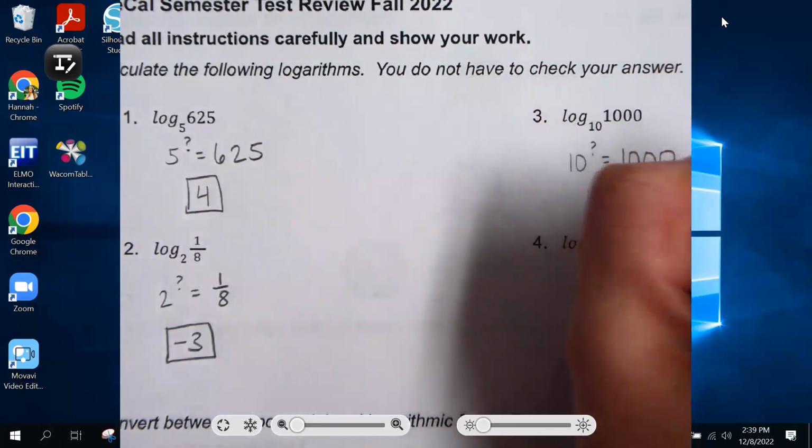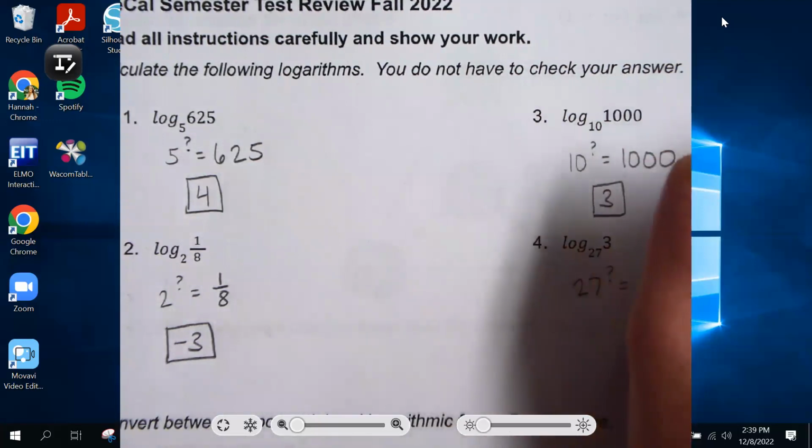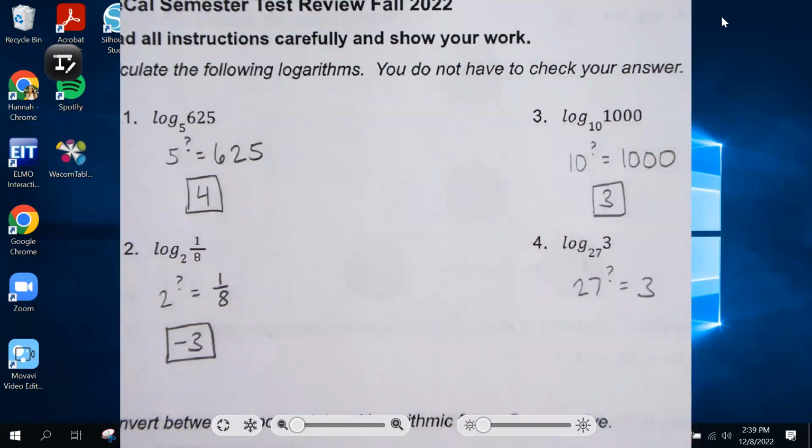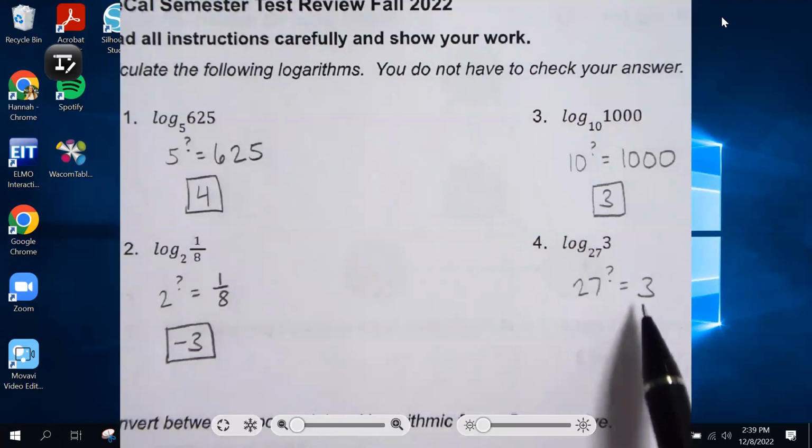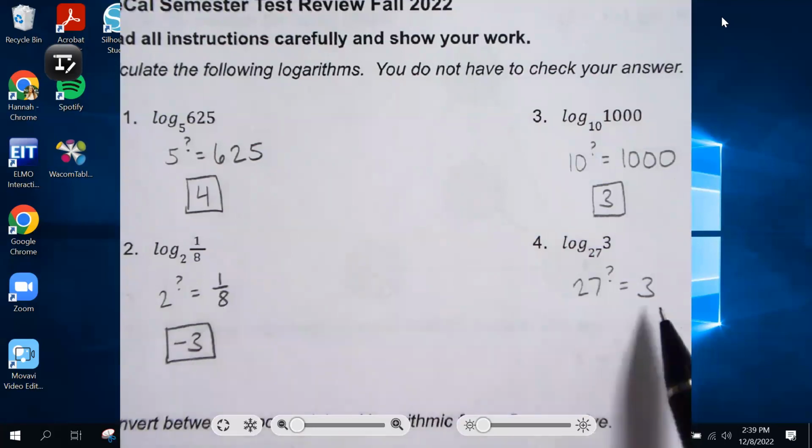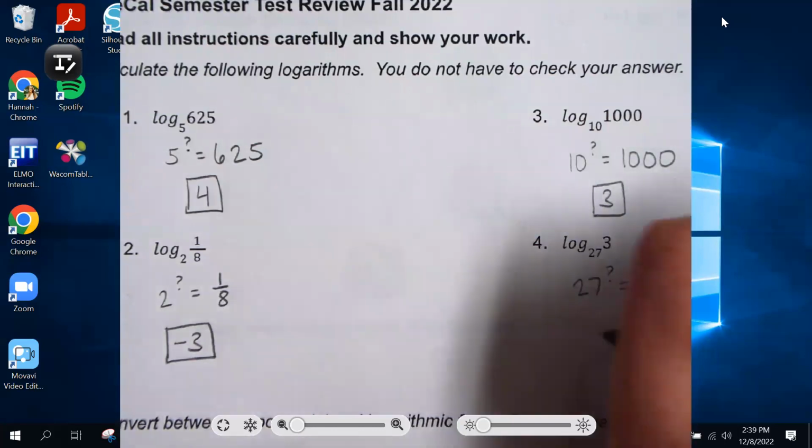Number 4, 27 to what power equals 3? You're raising a number to a power and you end up with a smaller whole number, not a fraction like in number 2, just a smaller whole number. That means your exponent will be a fraction. In this case, 1/3.